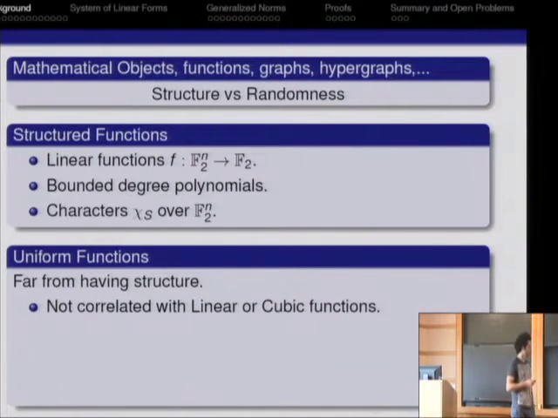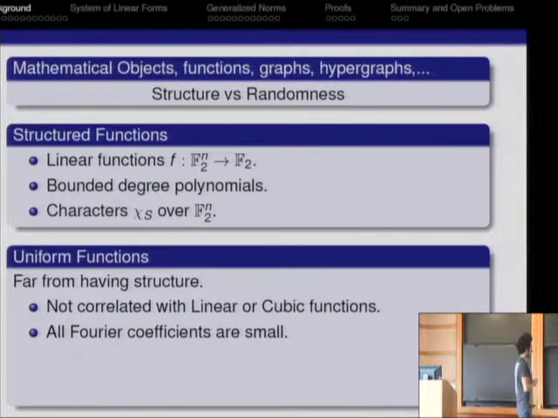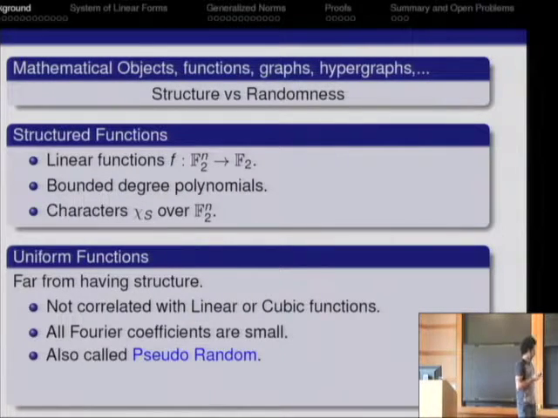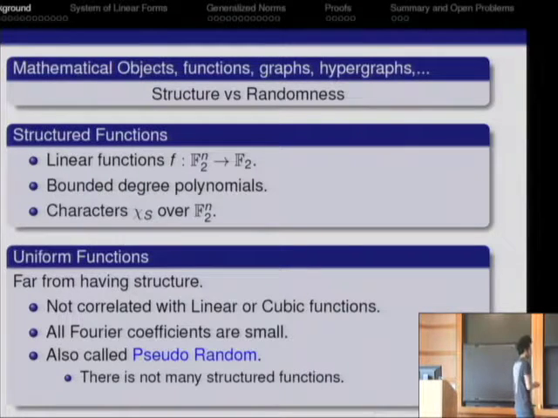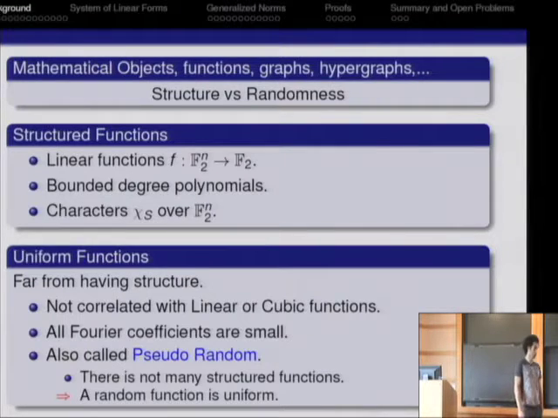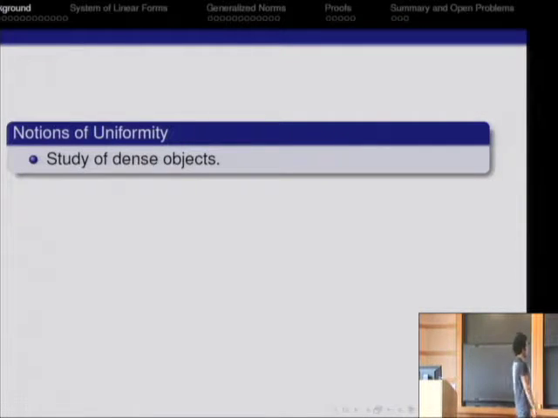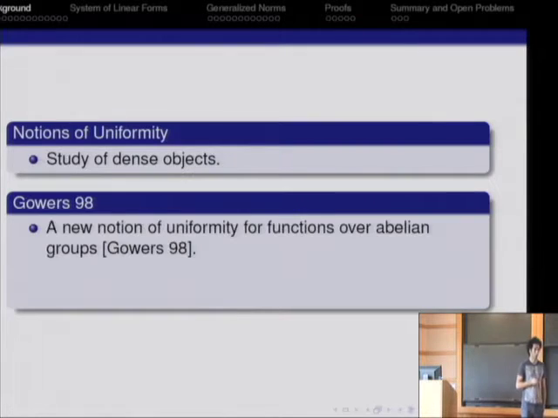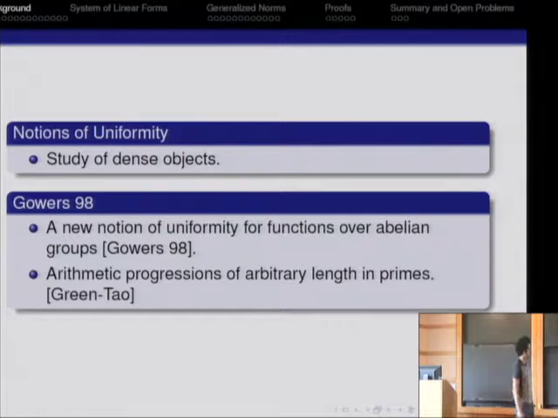For example, functions that are not correlated with linear or cubic functions, or in the case of characters, functions that have small Fourier coefficients. These uniform functions usually are also referred to as pseudo-random, and the reason for this is that usually there are not many structured functions, so a random function would act as uniform. It has been seen many times that these notions of uniformity are useful in the study of dense objects. For example, Gowers in '98 defined this new notion of uniformity for complex functions over abelian groups, which later was used by Green and Tao to prove the existence of arithmetic progressions of arbitrary length in primes.